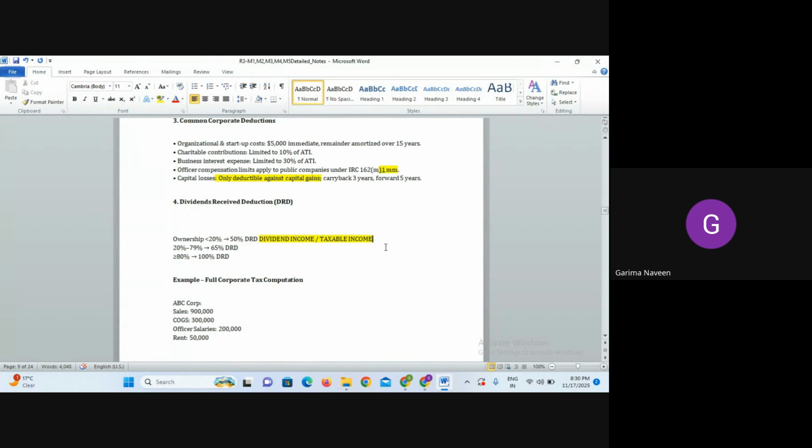But in case the DRD you are getting on your dividend income is leading to negative taxable income, that means you have to calculate this dividend received deduction only on the amount of dividend income, not your taxable income.